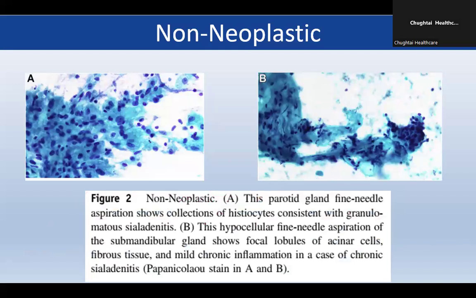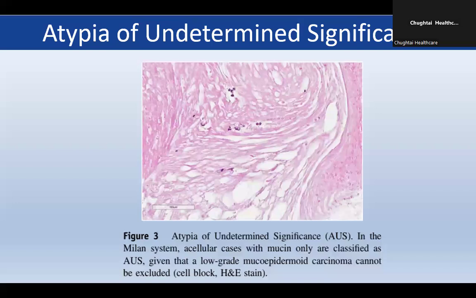For non-neoplastic, the examples are sialadenitis. For example, in example A, there is granulomatous sialadenitis, and in example B, there is chronic inflammation, so chronic sialadenitis. And some infections, like fungal infections and other infections, also fall in this non-neoplastic category. For AUS, as in this example, we have acellular mucin, so low-grade mucoepidermoid carcinoma cannot be ruled out. So we sign out these sorts of cases as AUS.